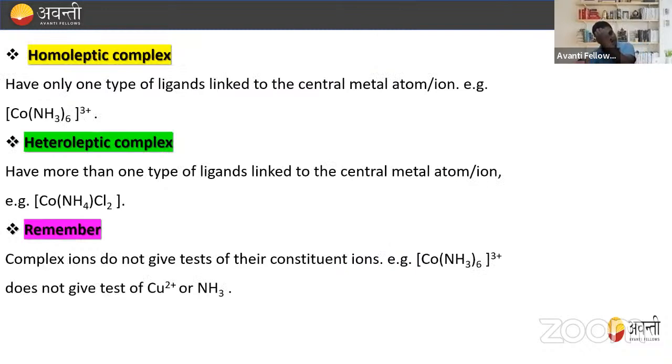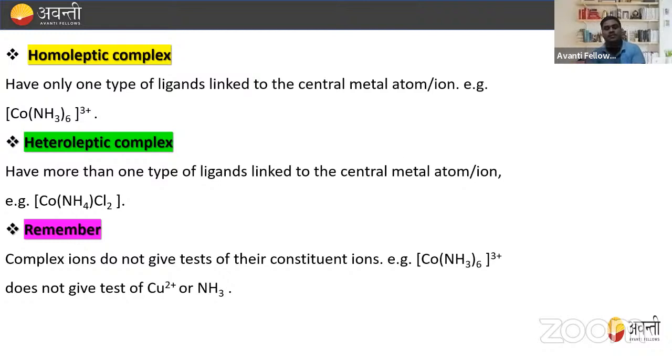Now, what are homoleptic and heteroleptic complexes? Having only one type of ligand linked to the central atom, like here, only NH3 acts as a ligand in this complex, so it is known as a homoleptic complex. Heteroleptic complexes have more than one type of ligand linked to the central atom. For example, here ammonia and chlorine both act as ligands. So they are examples of heteroleptic complexes, right?